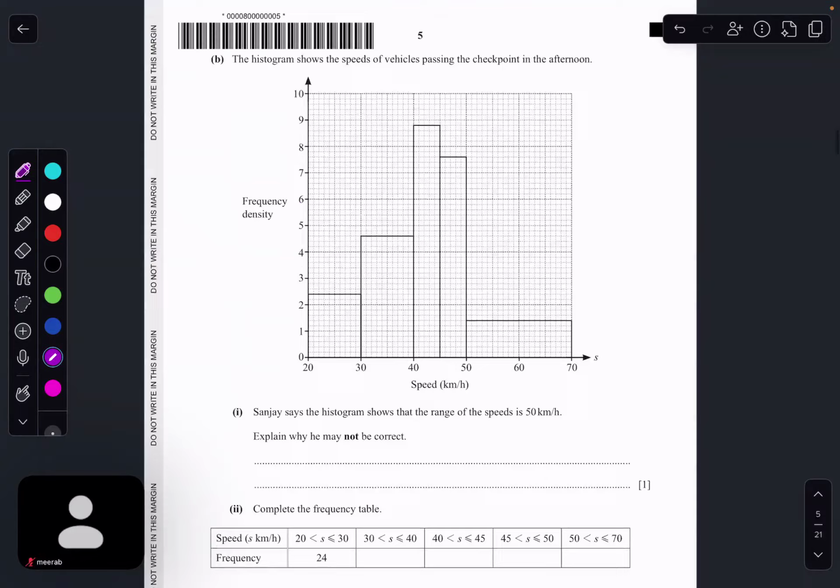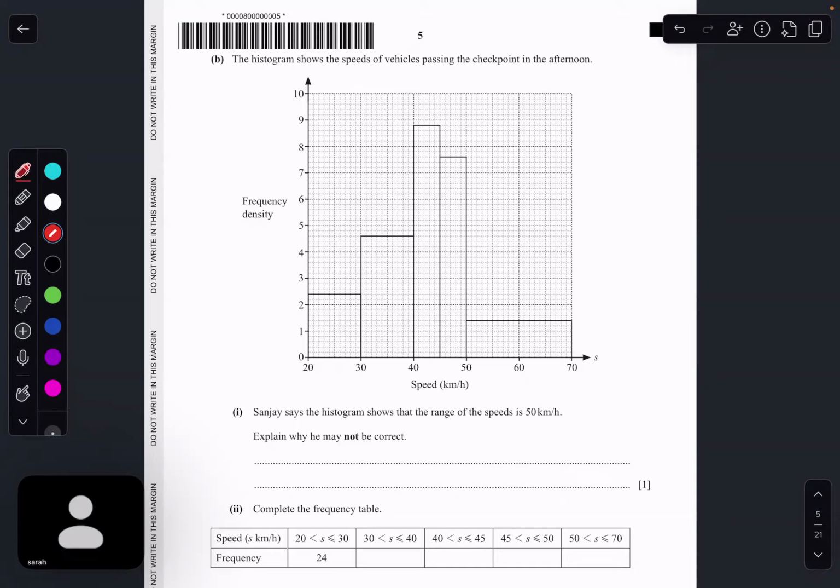Next, B part. The histogram shows the speed of vehicles passing the checkpoint in the afternoon. So the histogram is given to us, and we have frequency density marked on the y-axis. You can see bars. Sanjay says the histogram shows the range of the speed is 50 km/h. Explain why he may not be correct. Anyone with a reason? Yes, just tell me what you wrote. Sir, I wrote that the data presented is grouped data because of which the individual speed is unknown. Well done. That's the exact reason.